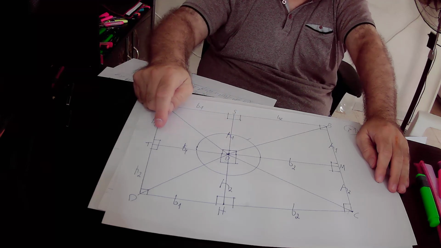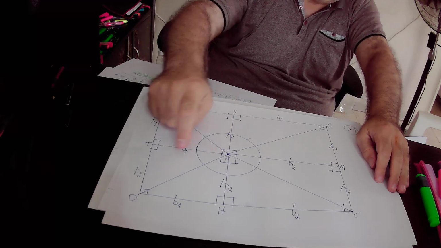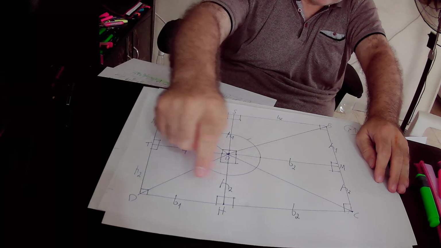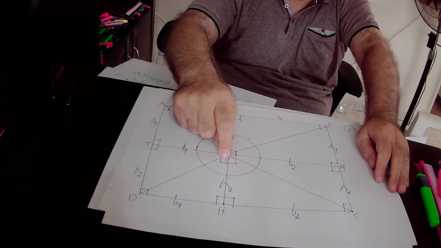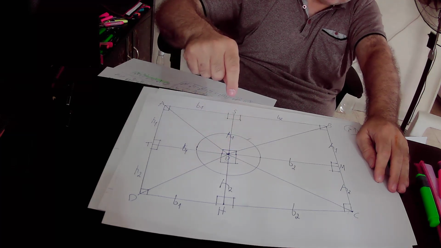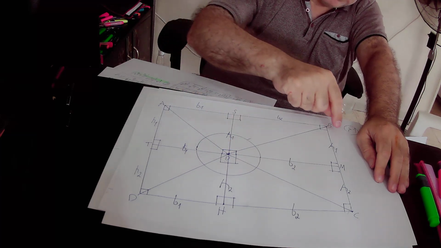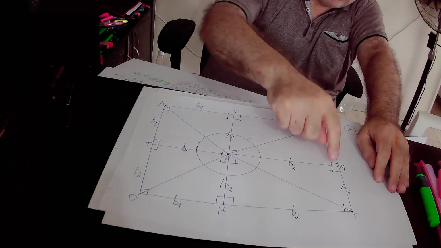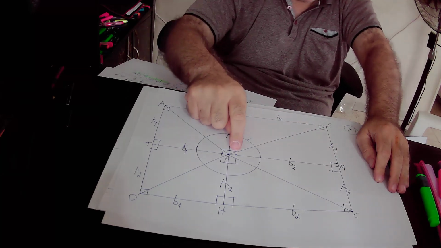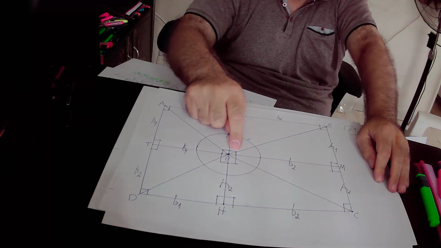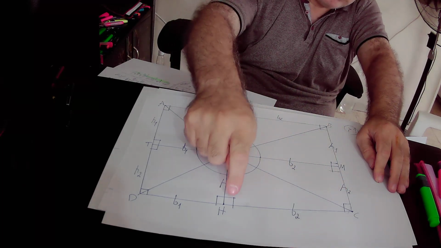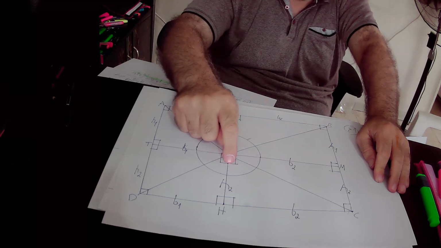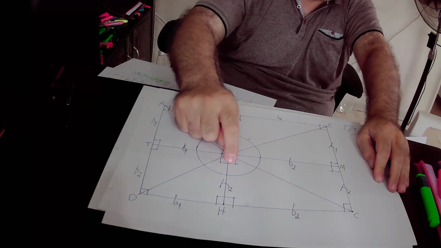The same thing is true in quadrangle TODH. We have 3 right angles. Therefore, the fourth angle must also equal 90 degrees. And the same thing is true in quadrangle SBMO. Here we have 3 right angles, therefore the fourth angle must also equal 90 degrees. And finally, in quadrangle OMCH, we have 3 right angles, therefore the fourth angle must also equal 90 degrees.